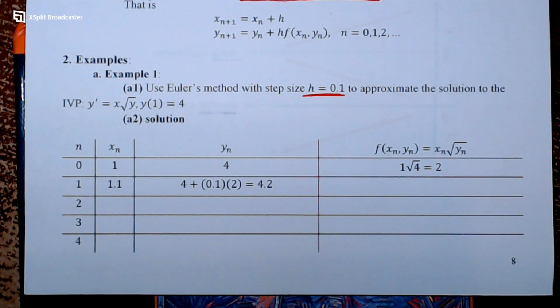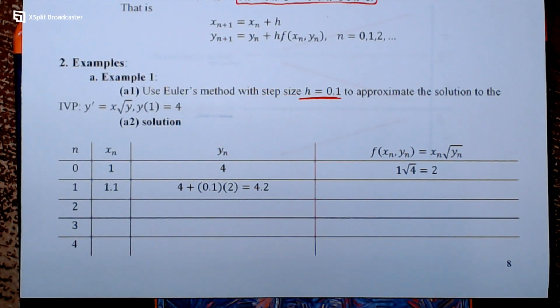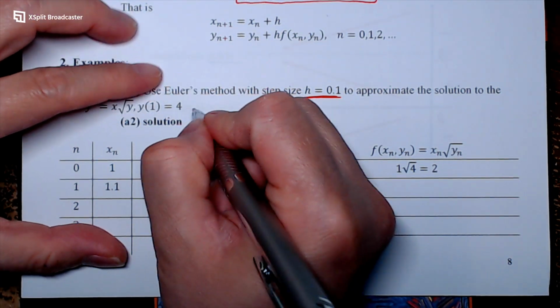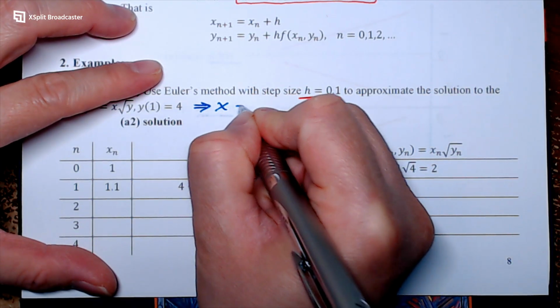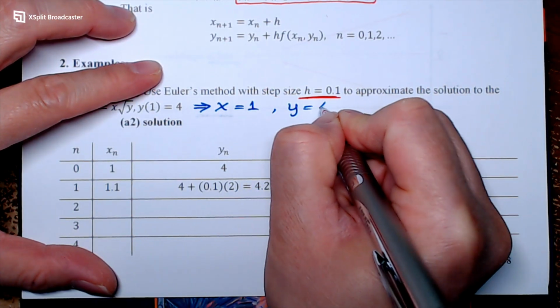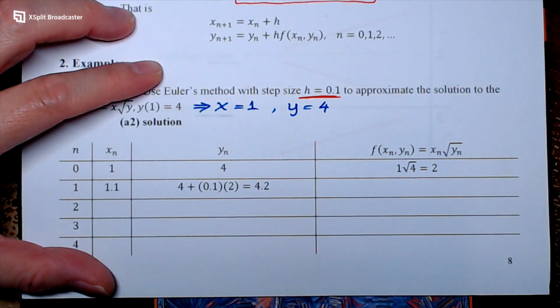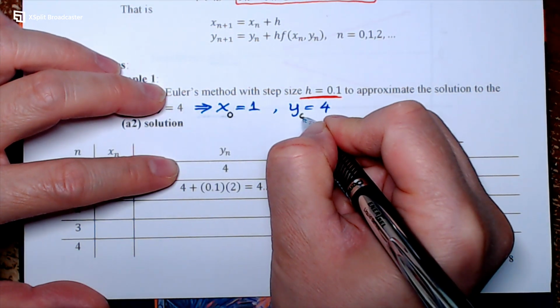Okay. So now the step size is 0.1, and we have here meaning that x is equal to 1, y is equal to 4. In particular, we call this x0, y0.